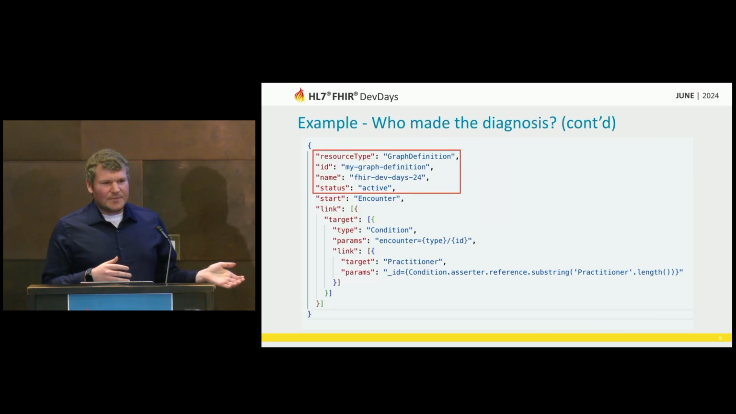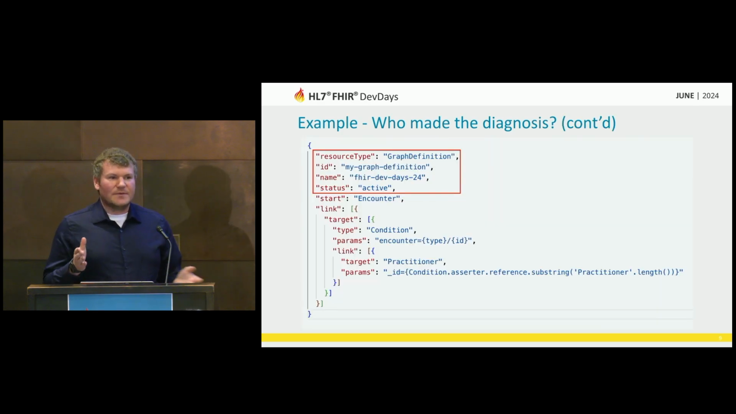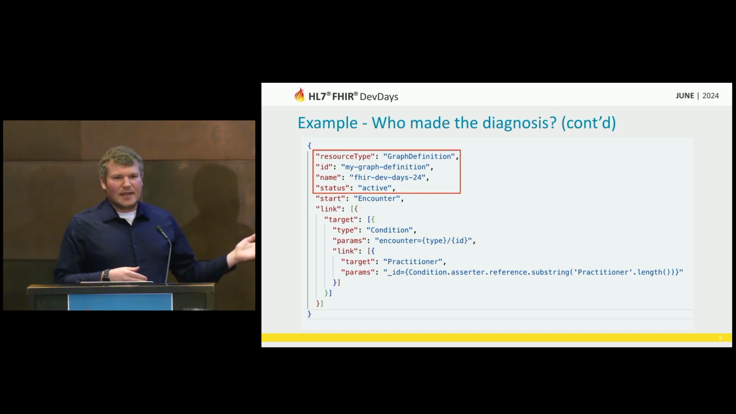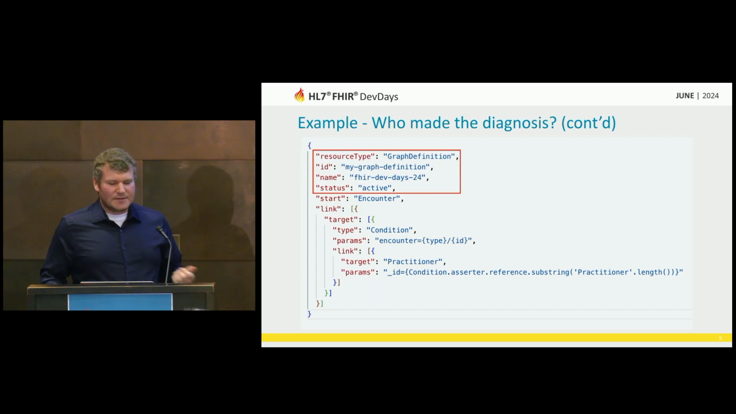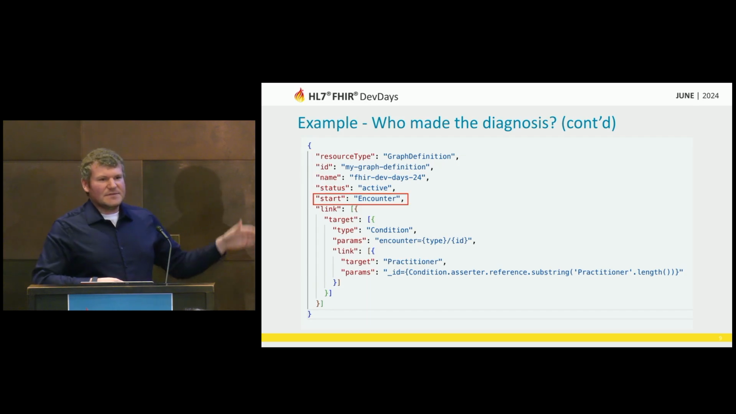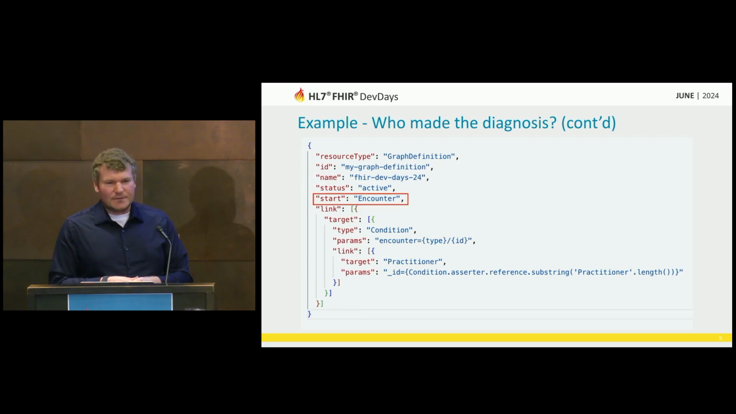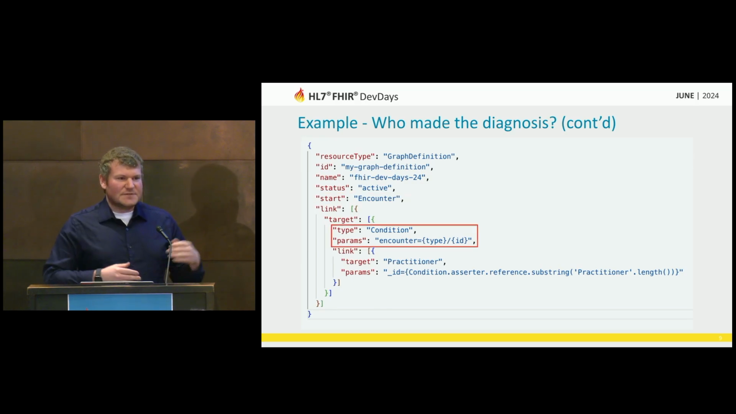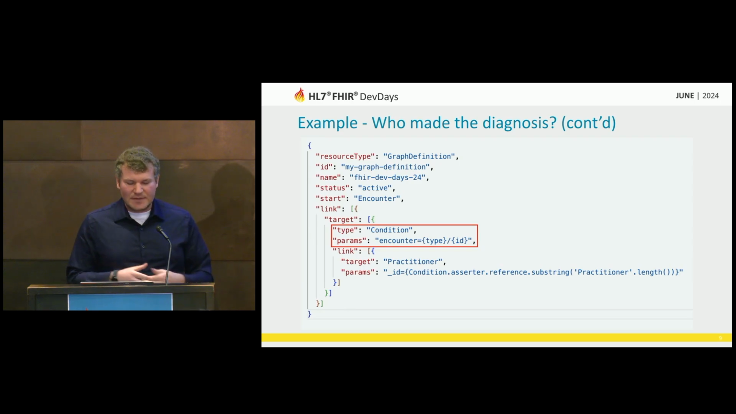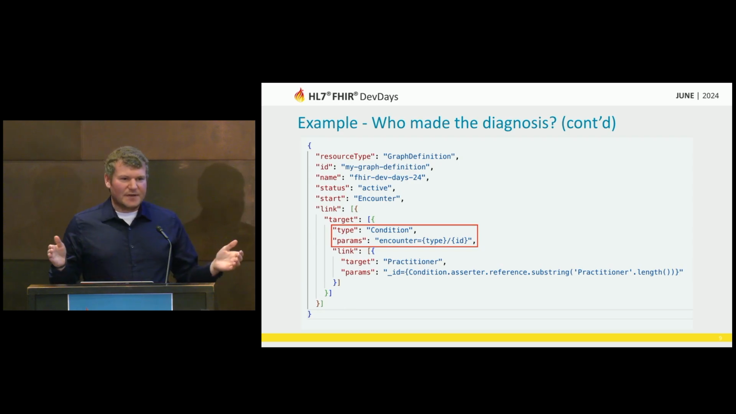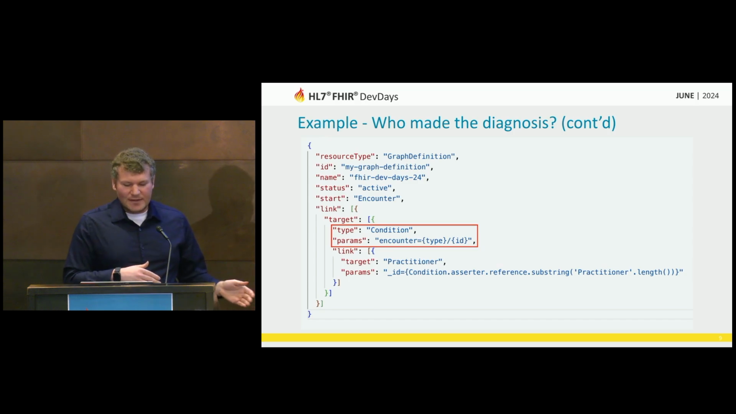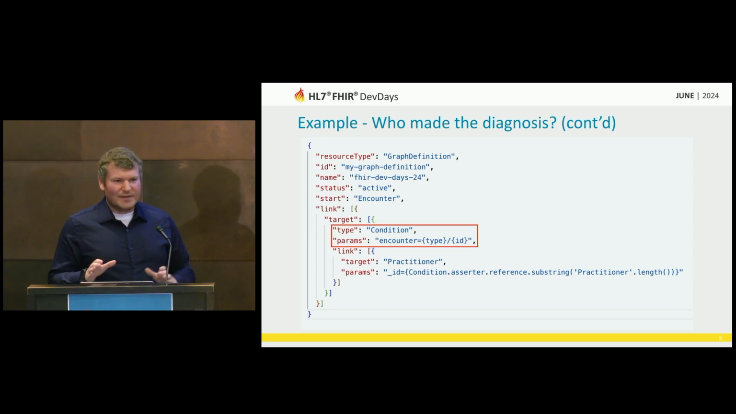So here's a quick example of a graph definition that would solve this problem for us. So we have, again, just simple ID, name, status we've set to active so that we can use it. But the important part here is now we're saying at the start, we want to start with that encounter resource that came in. And then the first target that we want to have, the first connection in our data model, is a condition resource. And the parameters here for this FHIR search are encounter equals type and ID. Now, you can see the type and the ID here are in braces.